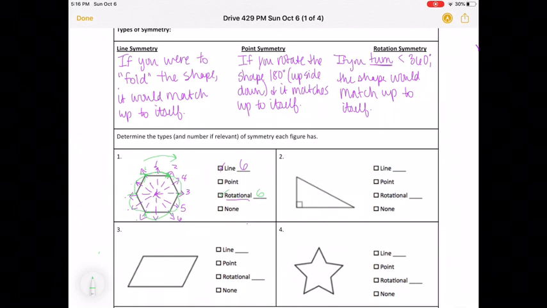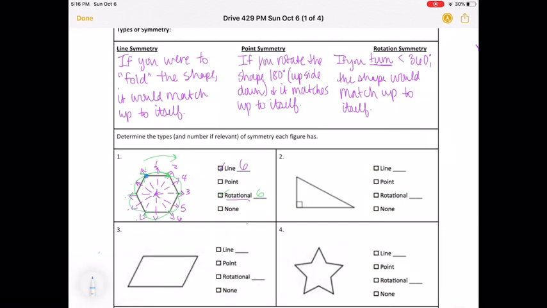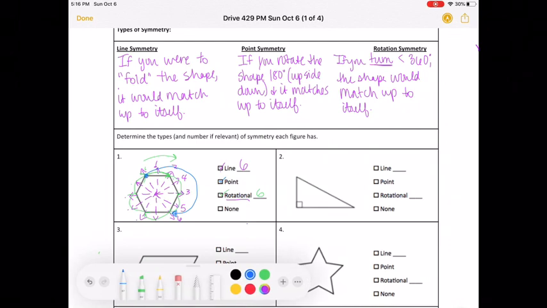Okay, and then point, remember, is if you turn it 180 degrees or upside down. So if I turn this, do a different color here. So again, if I take this point and I go 180 degrees, that would put me right here. Okay, that would match up. Those are going to be symmetric still. So I want to check point as well. Obviously, I won't check none because it had these others.